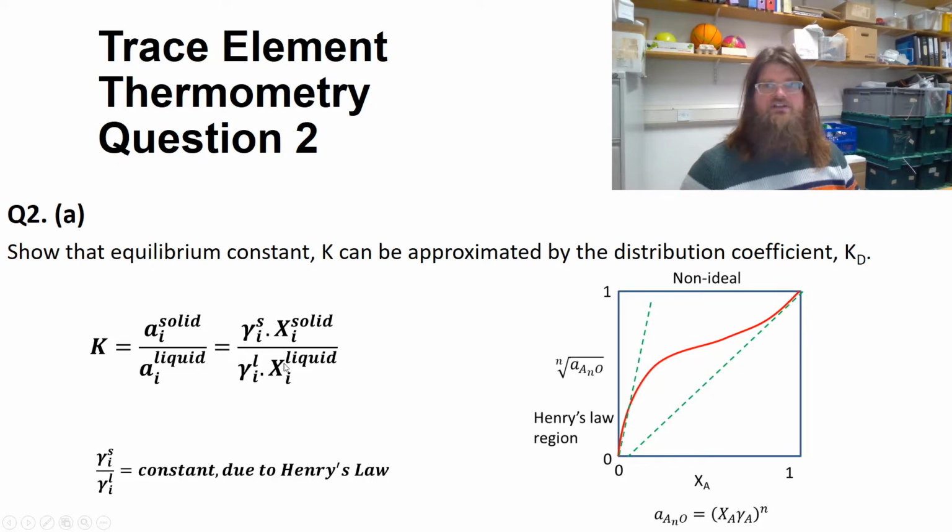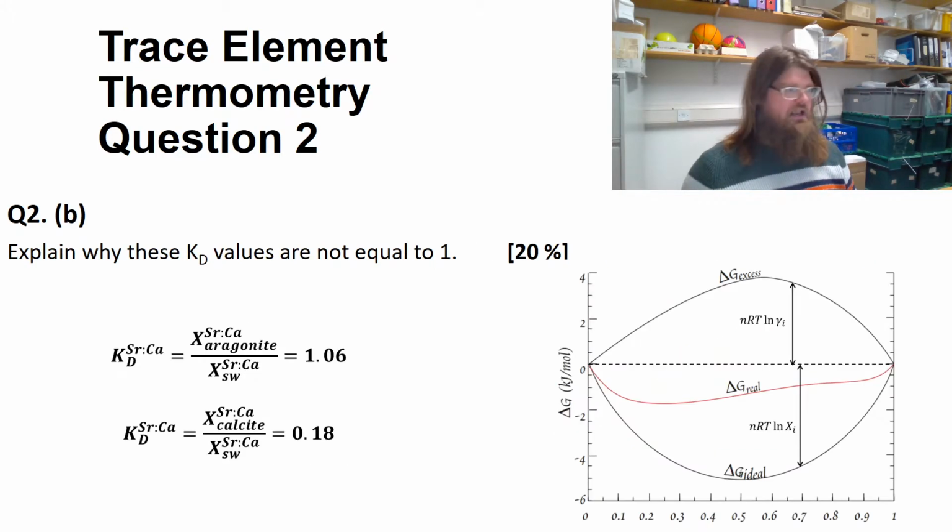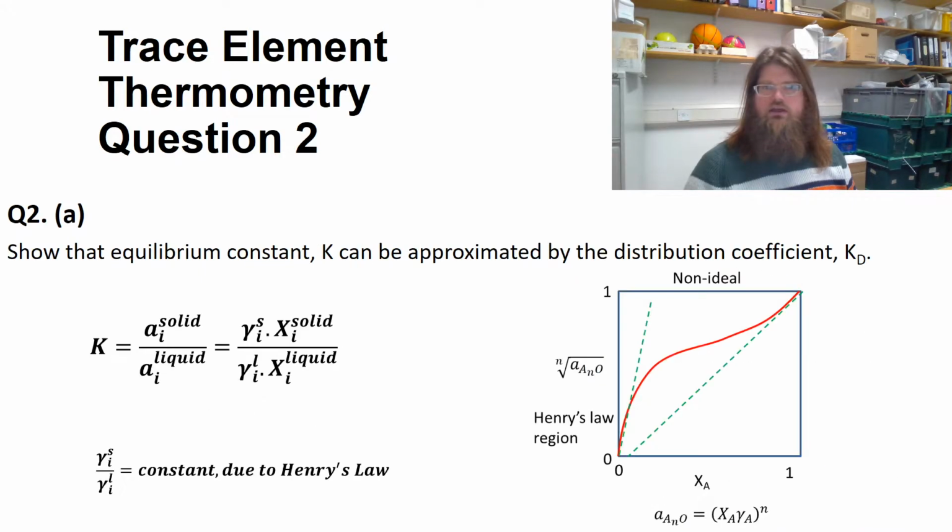Now, the concentration is related to the activity by the activity coefficient. That's this gamma here, so the activity is equal to the concentration times the activity coefficient.